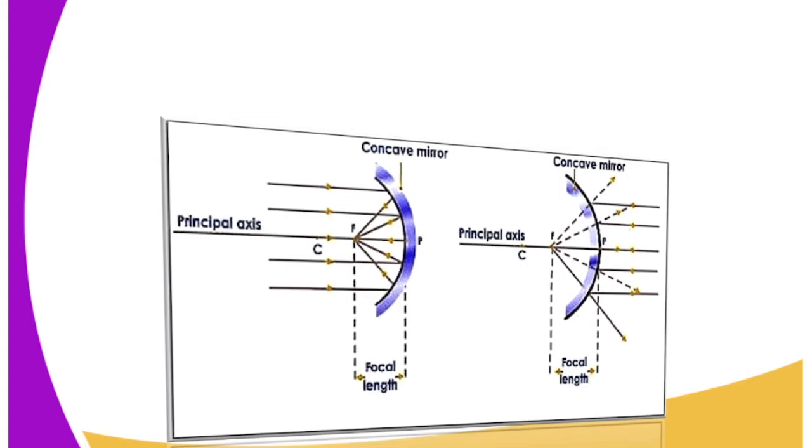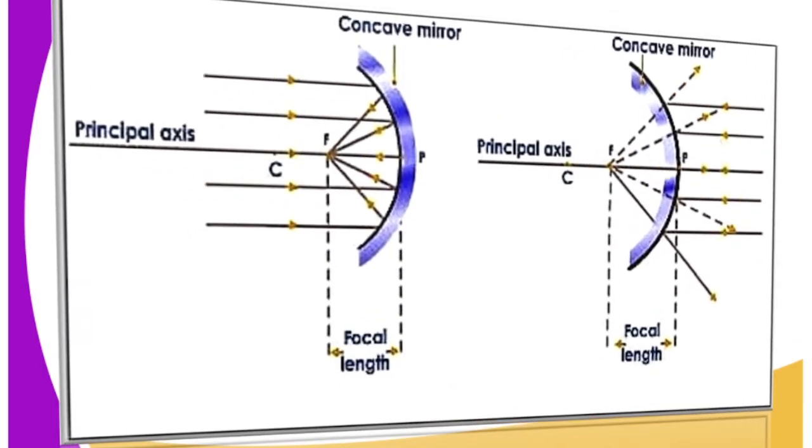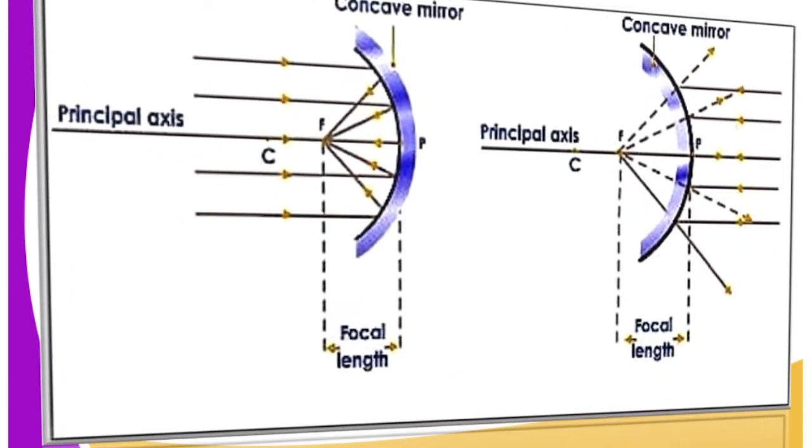As you can see, there are two types of mirrors there. We have the concave mirror. In the concave mirror, what happens is that when the light rays fall on the concave mirror, they are reflected back to the focal point.